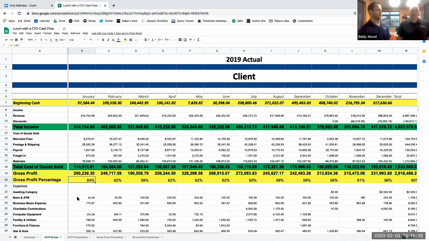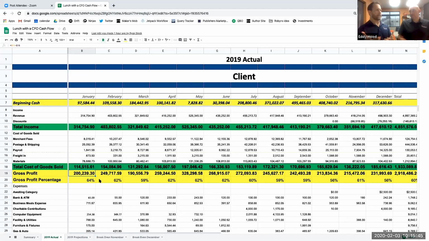So real quick, we had our beginning cash of 97,584 for January. We did 314 in revenue, or in income. But then we had a whole bunch of cost of goods sold. If I add all these up, it equals 114. So now I have to subtract from my revenue my total cost of goods sold. That gives me my gross profit. That's where we get the $200,000, right?